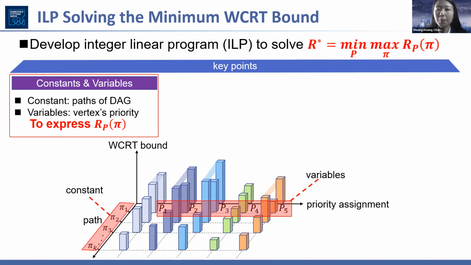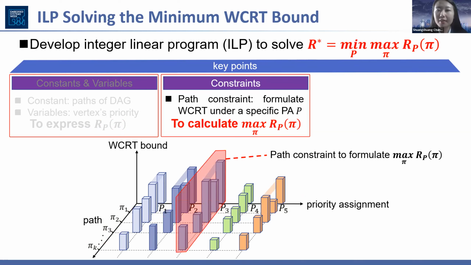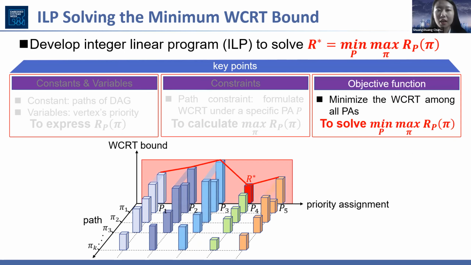In this paper, we develop an integer linear program to solve the R star. The key points are as follows. First, we use the path of the DAG as a constant and use vertex priority as a variable. And what we want to do is to express the WCRT of a given path pi related to a specific priority assignment. For the constraint, there are many concurrent path constraints we use to formulate the WCRT under the specific priority assignment. Here, we want to calculate the maximum WCRT bound among all paths. The objective function is to minimize the WCRT among all priority assignments. That is to solve the R star.